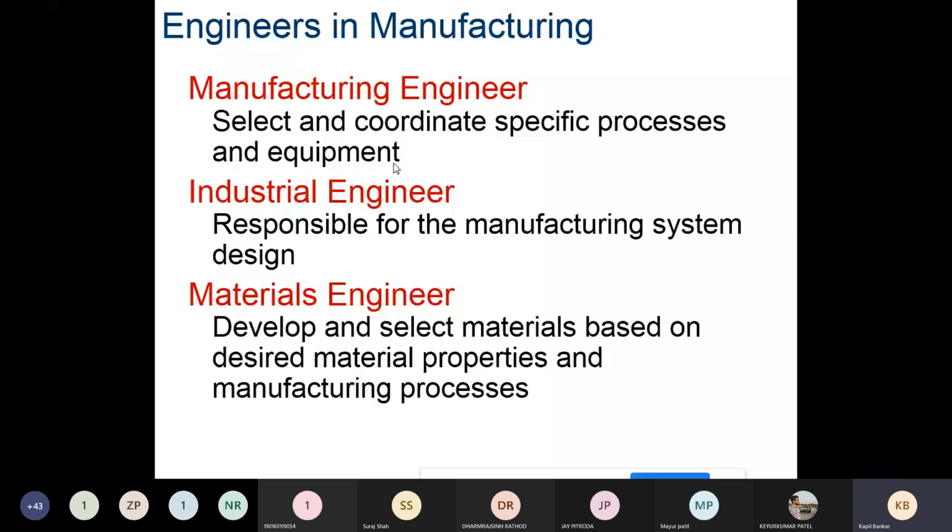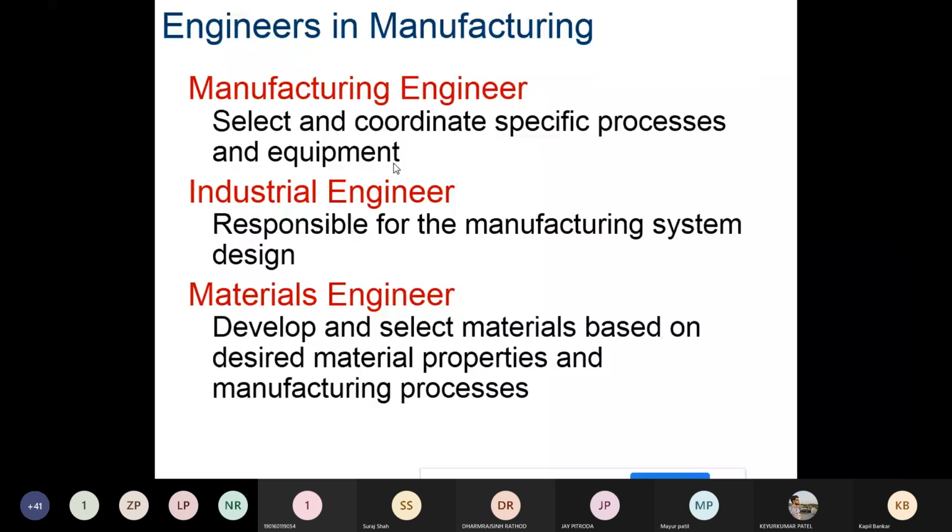So the industrial engineer is responsible for the manufacturing system design. On the shop floor, different types of production, such as job production and batch production, and different types of production system designs are there. So the industrial engineer is responsible for this MSD, that is manufacturing system design.